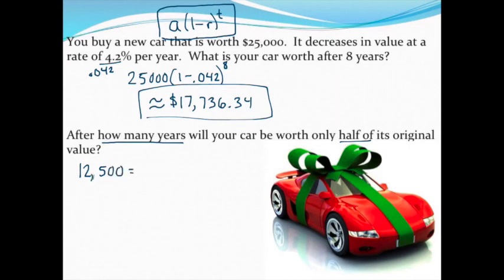So let's rewrite the rest of our model then to see if we can figure out a way to solve this. So we had $25,000 as the initial amount. We were losing value, so I had 1 minus 0.042. And then this time I don't know what the years is, that's the question. So I'm just going to put a T or an X up there because that's what I'm trying to work out.